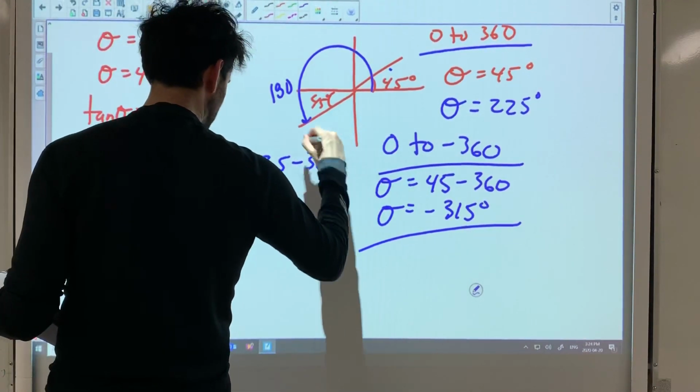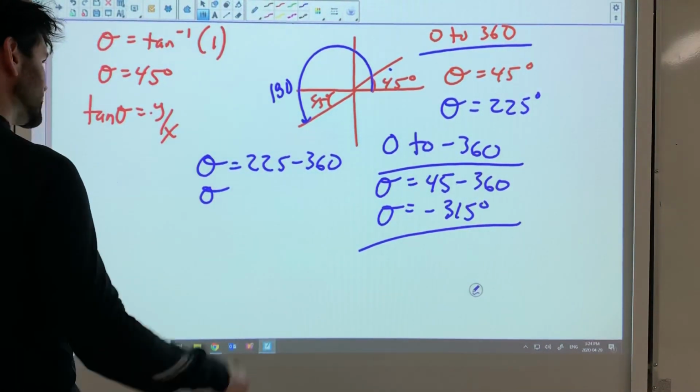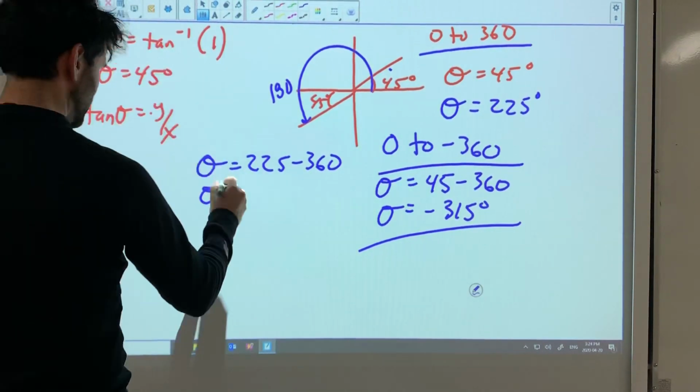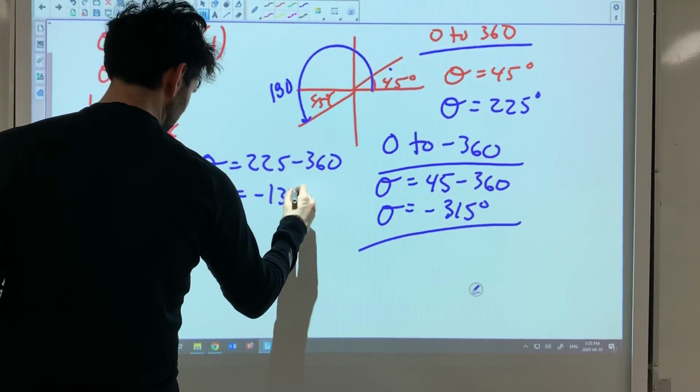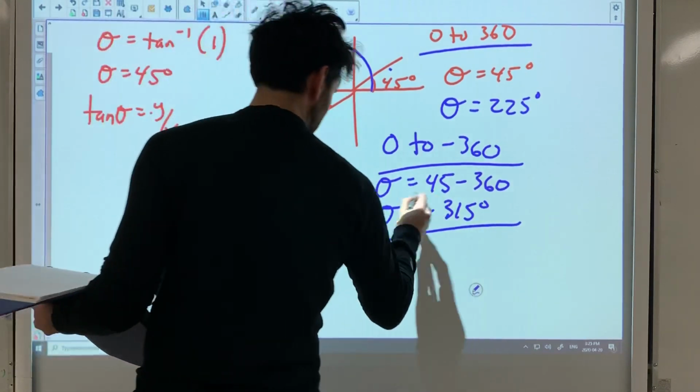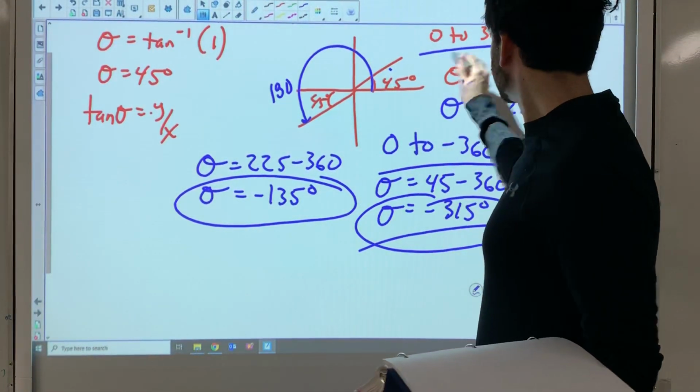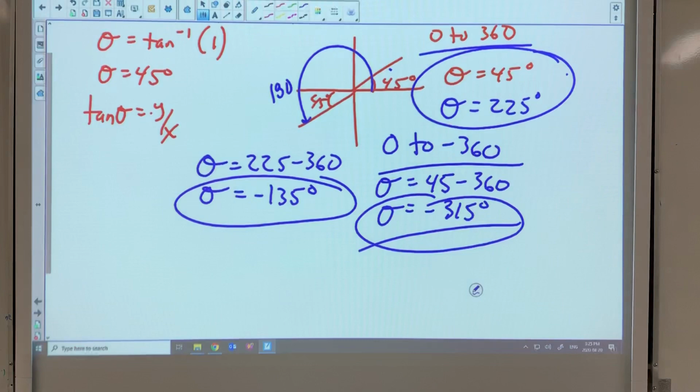So just find the coterminal angle to it. Subtract 360, and you're going to get 135 degrees negative. So negative 135 degrees. So there's your other answer. Beautiful.